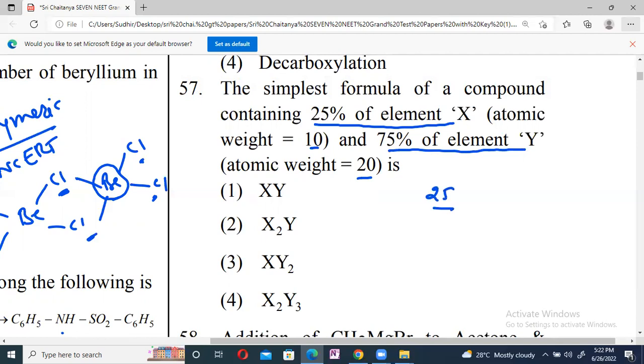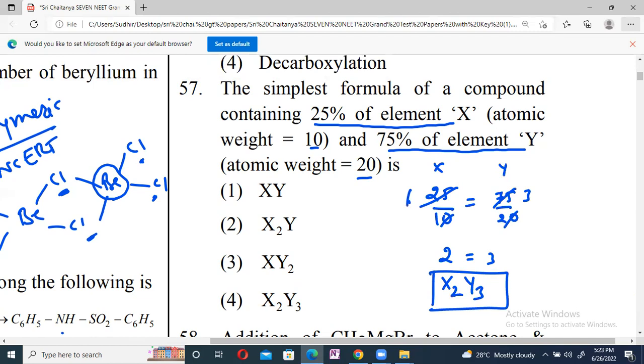25% of X by atomic weight and 75% Y by atomic weight. If you solve this one, it is 1 is to 3, X taken 1 time and Y taken 3 times, and 2 comes here, so 2 is to 3. You can see the formula I will get is X taken 2 times, Y taken 3 times, X2Y3.